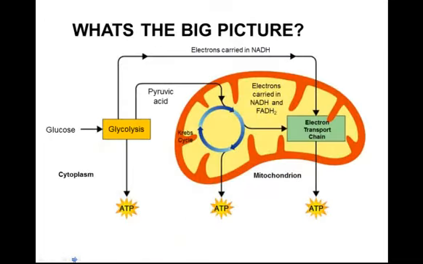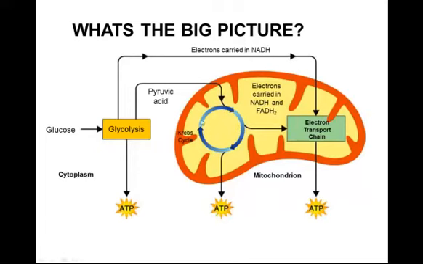So let's take a peek at the big picture now. Remember, in glycolysis, out in the cytoplasm, we're going to make 2 ATPs out of that process. We're going to split our sugar and get 2 pyruvic acids that are going to feed into the Krebs cycle. And the Krebs cycle is in the matrix of our mitochondria now.